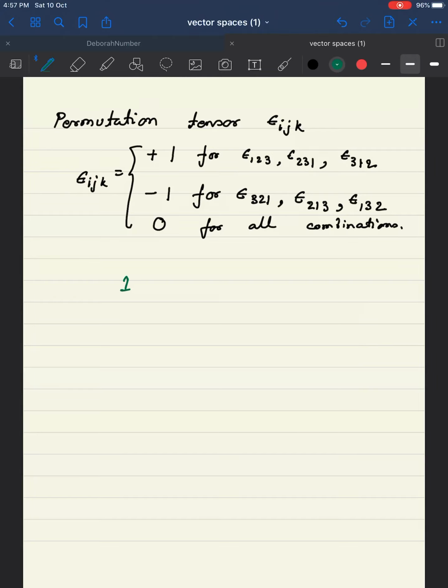So let us write down. You have 3 numbers, right? The subscripts can go from 1 to 3.